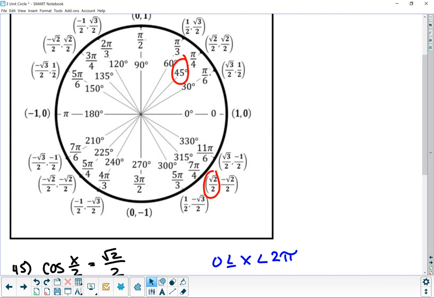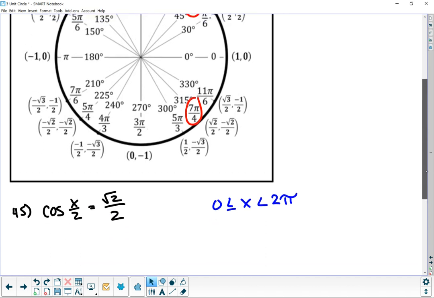Now, in college, you may be using degrees, or in college, you may be using pi over 4. So you have to know what your professor or teacher is expecting of you. But at least in class, we're using radians. So we're using pi over 4 and we're using 7 pi over 4.